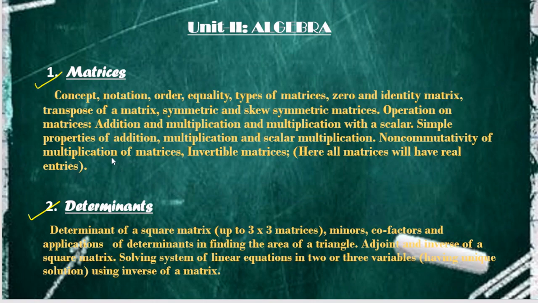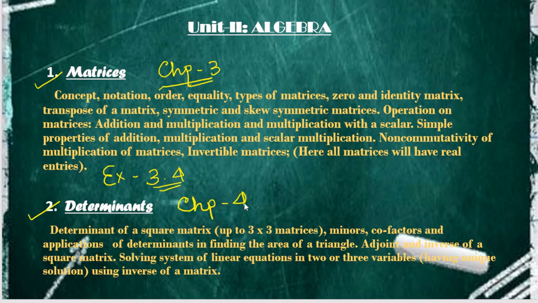So the entire exercise which is deleted is 3.4. The entire 3.4 has been deleted from this matrix chapter. This is our chapter number 3 in volume 1. And this determinant is chapter number 4.